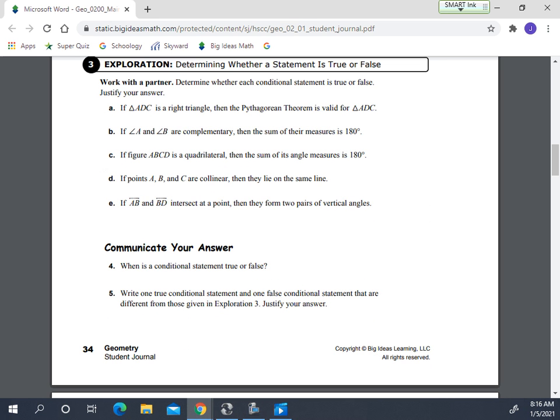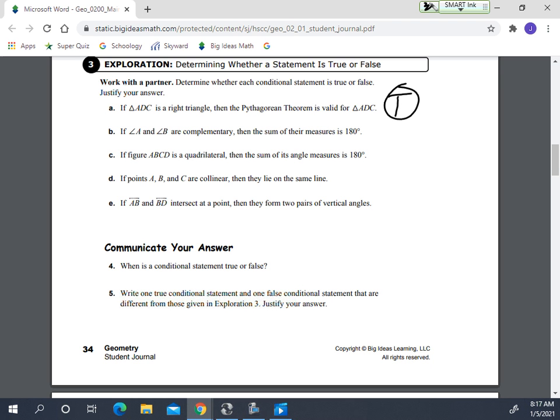Moving on. Exploration 3 here. Determine whether each conditional statement is true or false. Justify your answer. Okay, so conditional statement, we're going if P, then Q. If triangle ADC is a right triangle, then the Pythagorean theorem is valid for triangle ADC. Is that true or false?